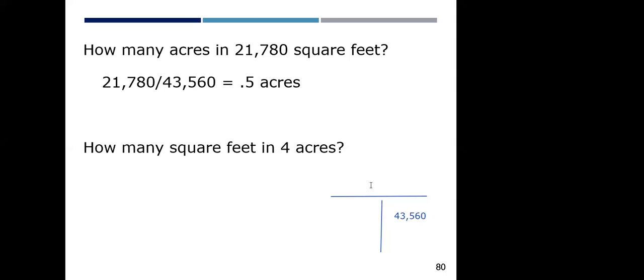Square feet goes on top. This is what I'm solving for this time. And then there are 4 acres. The up-down line on the T-bar means multiply. So if we take 4 times 43,560, we get 174,240 square feet. So it's going to be one step in the process. They're going to give you square feet, you've got to convert to acres. They'll give you acres, you've got to convert to square feet.